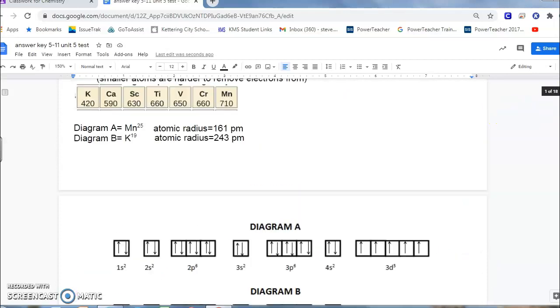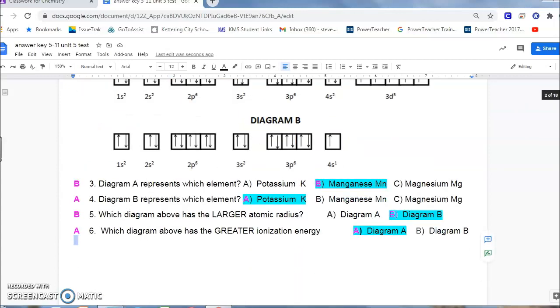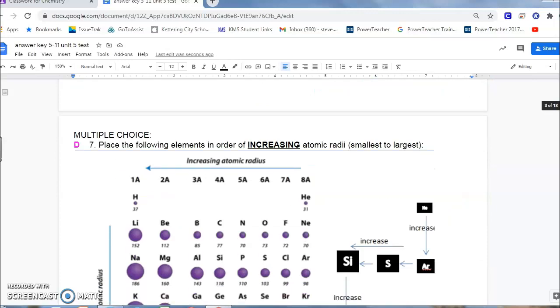So if we look up their actual ionization energies, manganese's ionization energy is 710. Potassium's ionization energy is 420. A lot more energy to pull one out of manganese. All right, that takes care of 5 and 6. Let's move on to number 7.